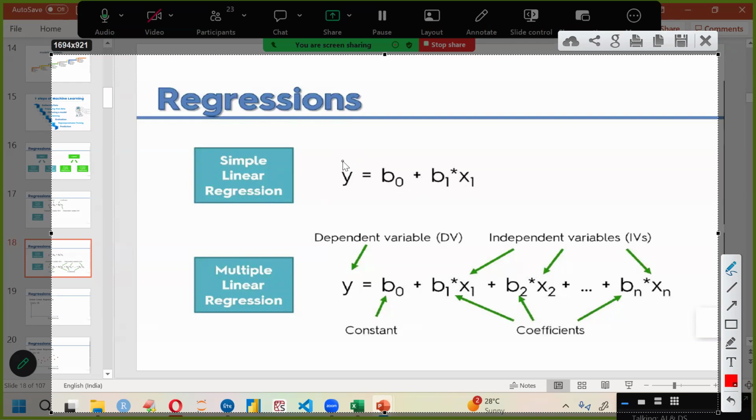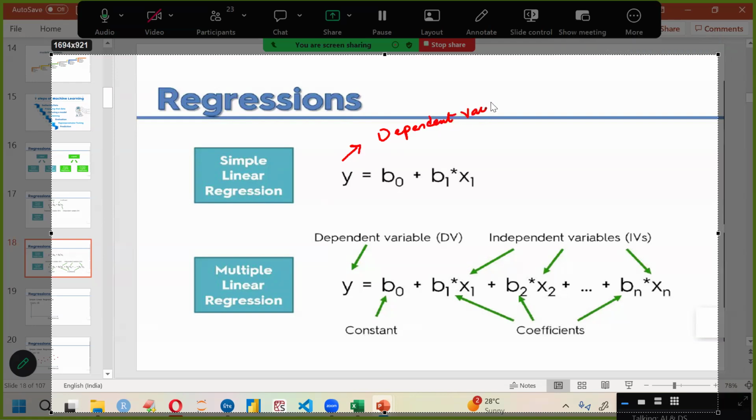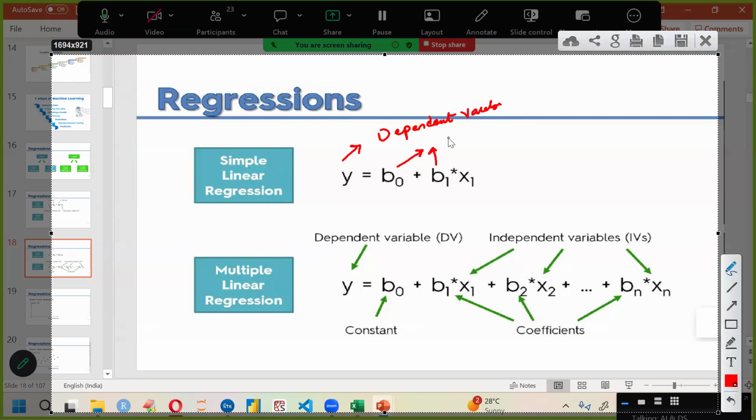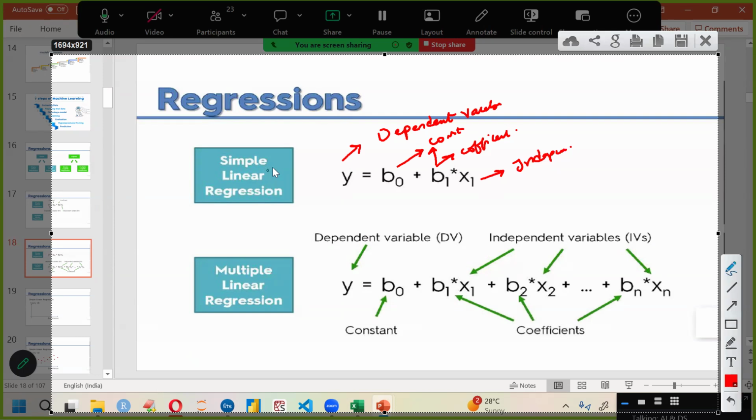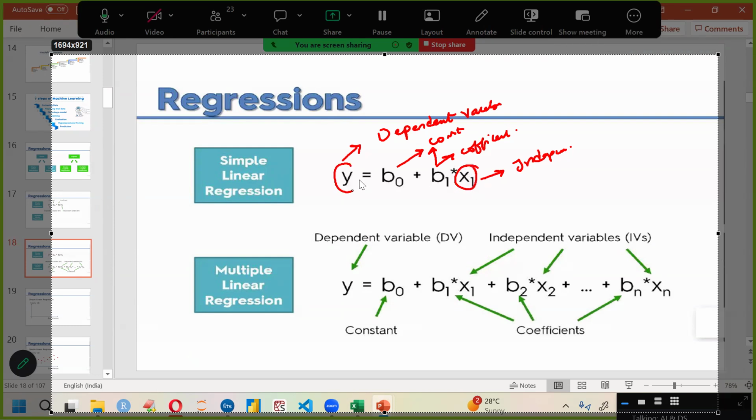So what is y here? y is nothing but the dependent variable. And b0 and b1, what are those? b0 is called the constant, and b1 is called the coefficient. And x1 is nothing but the independent variable. So in simple linear regression, we have one independent variable and one dependent variable.